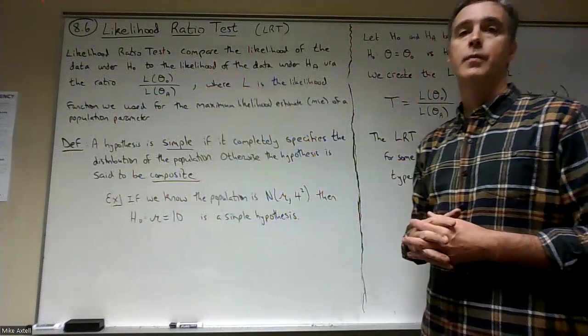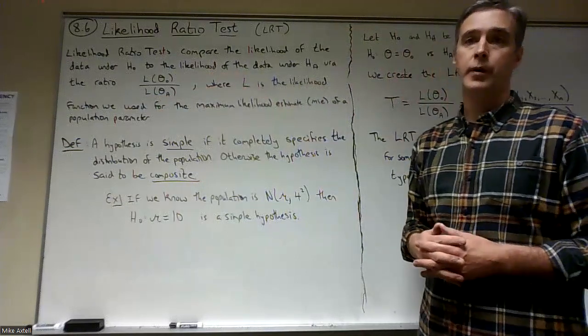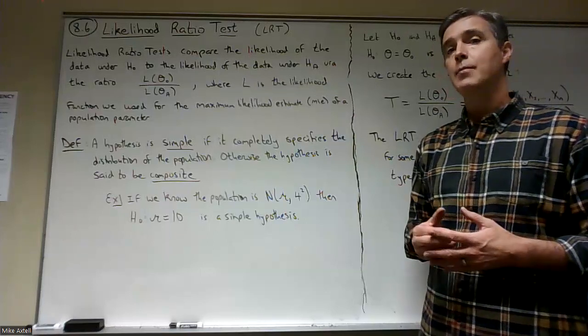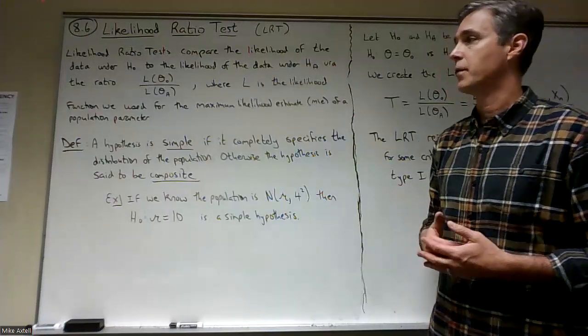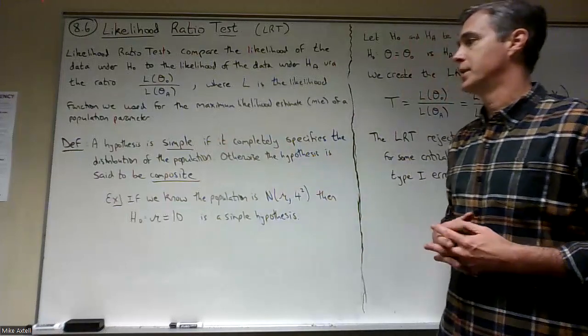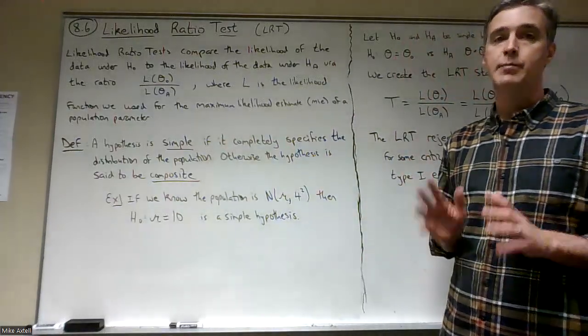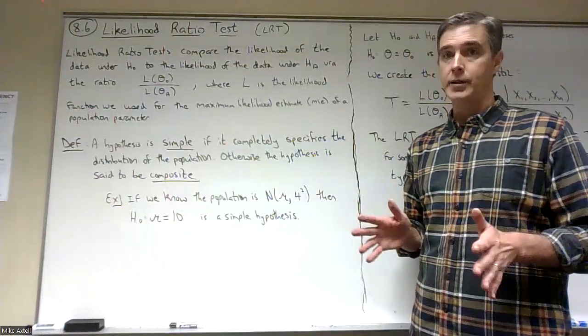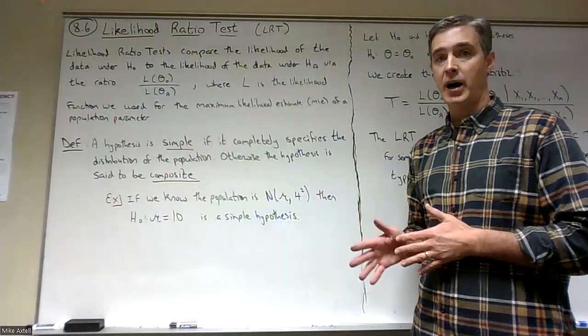All right, so to use the likelihood ratio test, at least the initial version of it, we need hypotheses that are simple. So let's define that. We say a hypothesis is simple if it completely specifies the distribution of the population. Otherwise, we say the hypothesis is composite.